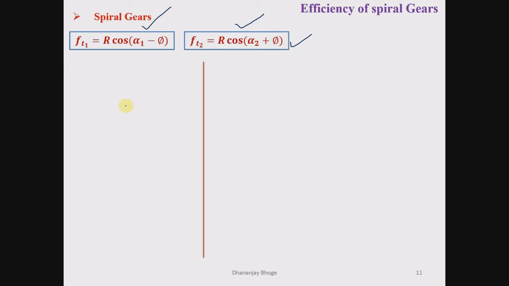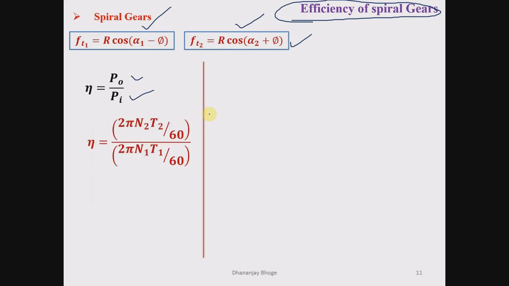Now we are interested in finding out the efficiency of spiral gears. So efficiency is power output upon power input, right? We know this. So power output is 2 pi N T upon 60, where N is the speed of driven gear and T the torque acting on the driven gear. So write N2 and T2. So 2 pi N2 into T2 divided by 60 will give the power on output gear or the driven gear. Similarly, power on the input gear is 2 pi N1 T1 upon 60, where N1 is the speed of input gear or driving gear and T1 is the torque acting on the driving gear.